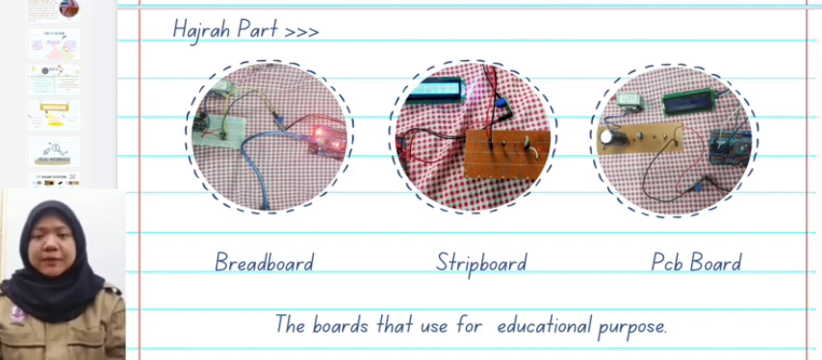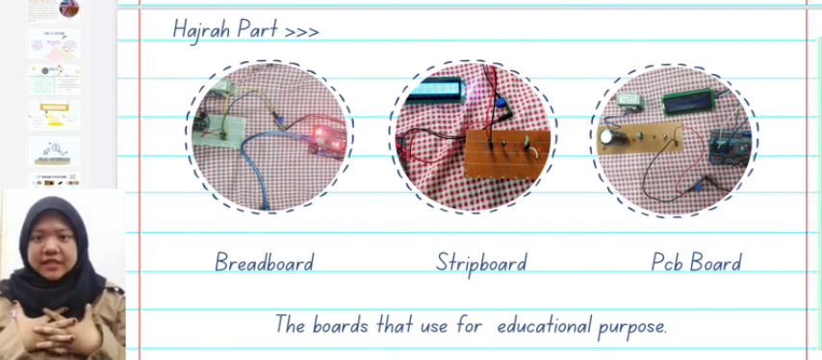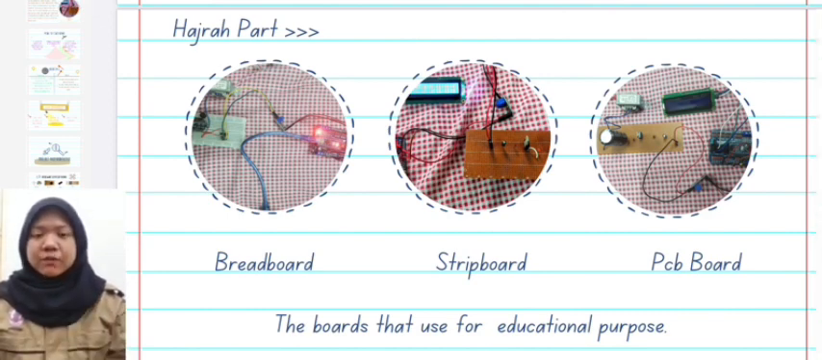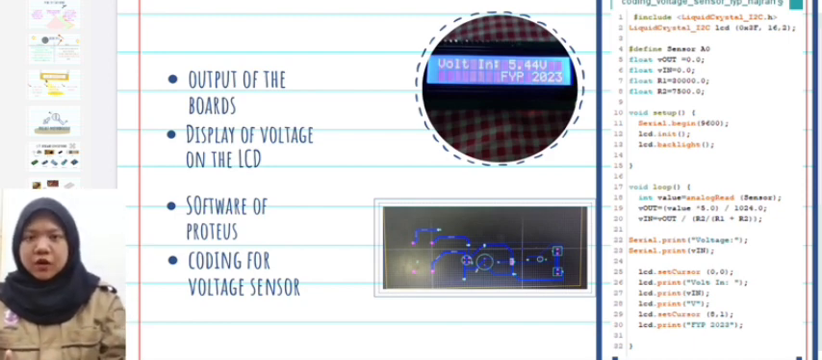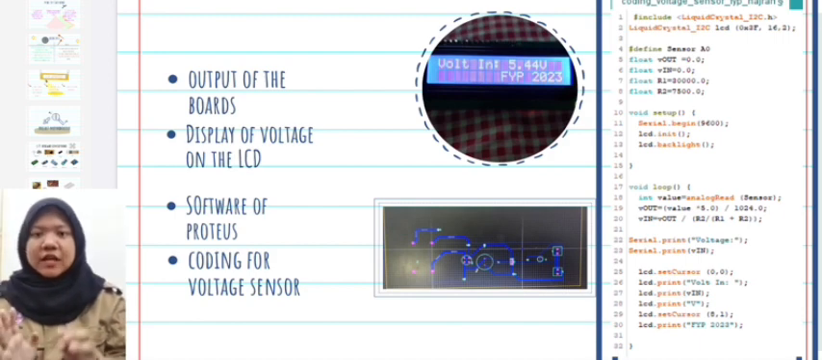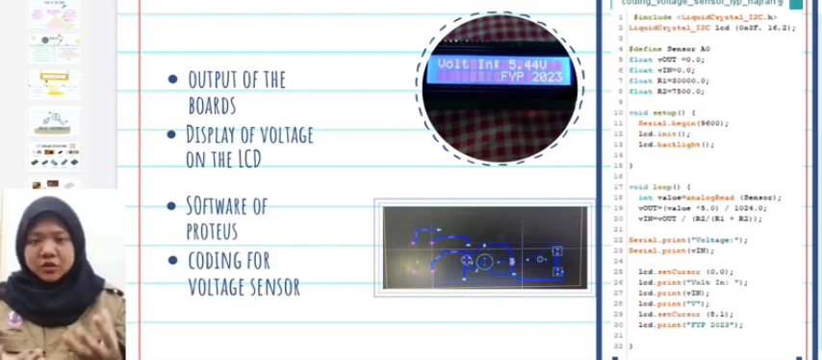Here is the analysis and achievement of my part. My part is about the voltage sensor, for which I use three different boards: PCB board, strip board and also breadboard. I know my objective has been achieved, because the output on the LCD has been shown. The output of each board is 5.44 volt per board. This shows that my LCD can show the display that I need.